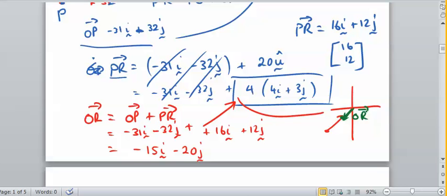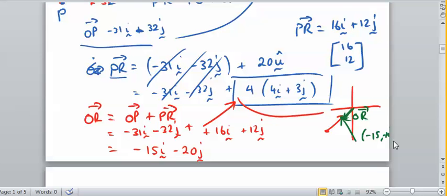So OR is 15 kilometres to the west and 20 kilometres to the south. So this point here is negative 15, negative 20, which I hope is right. Now, yes, it is. That is right. Negative 15, negative 20. Good. All right, so we've found OR.